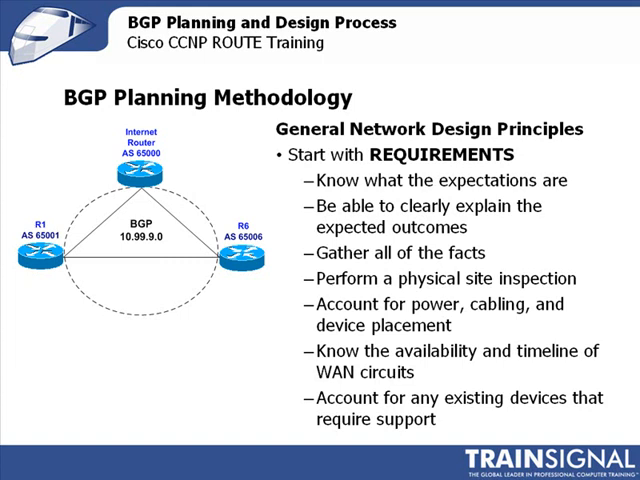Know your expectations. Don't assume them. Always make sure you know what they are. Be able to clearly articulate in a number of fairly well-phrased sentences what the expected outcomes are. Is it we want internet connectivity throughout the enterprise? Is it we want to be able to connect to this particular internet service provider? From a BGP standpoint, what is the outcome? Gather all of the facts.